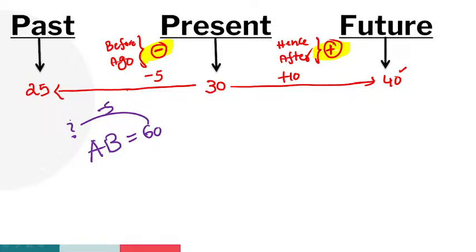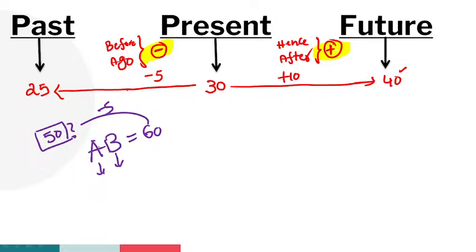5 years ago, their ages were how much? Anyone, please respond in the chat box. 5 years ago, their ages were how much? 50 years. Why? Because, for example, A is myself, B is yourself.